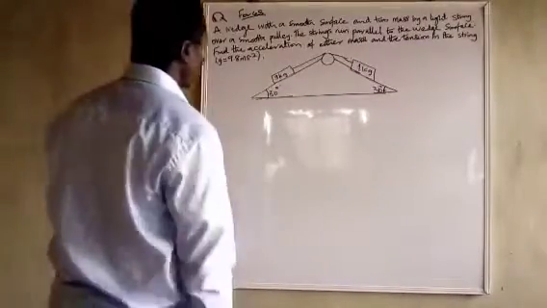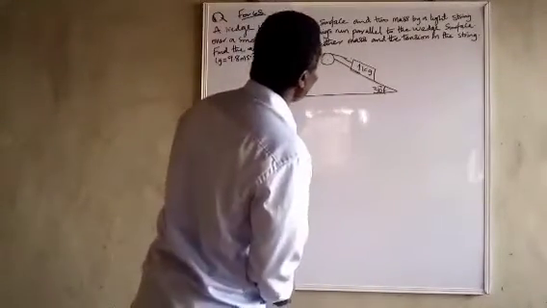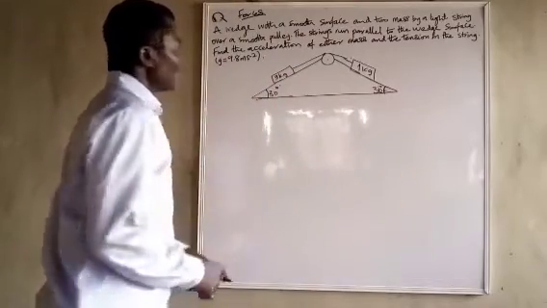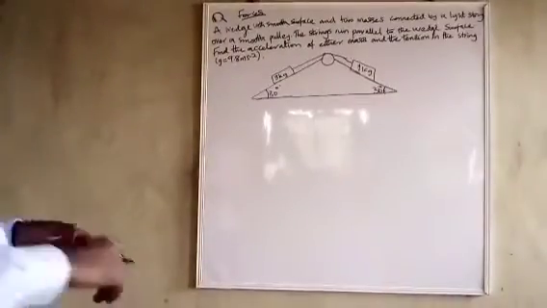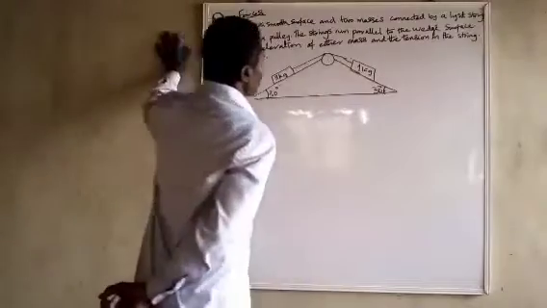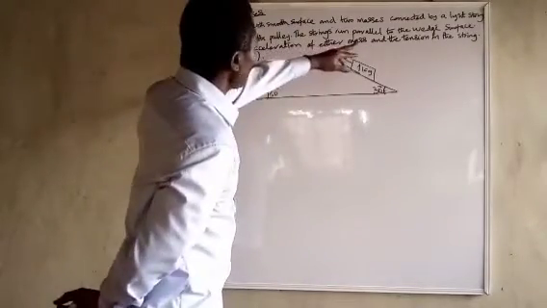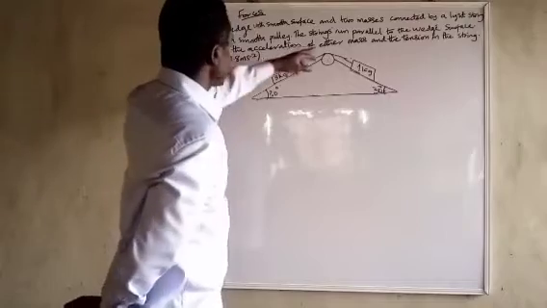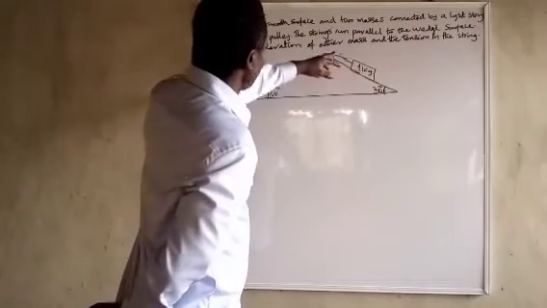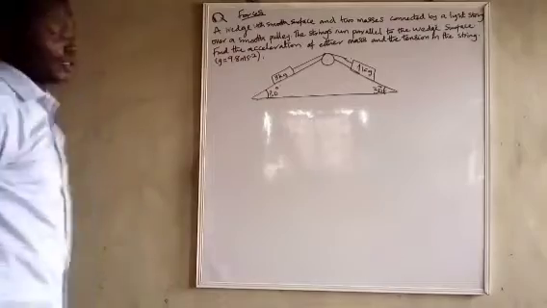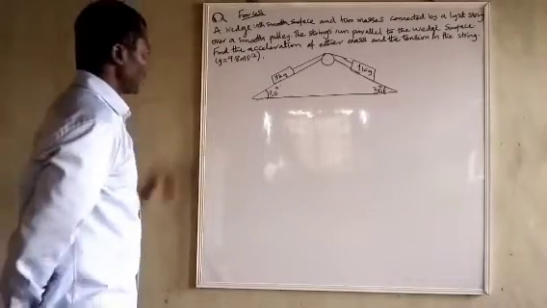A wedge with a smooth surface and two masses connected by a light string over a smooth pulley. The strings run parallel to the wedge surface. Find the acceleration of either mass and the tension in the string. This is the figure illustrating the question.